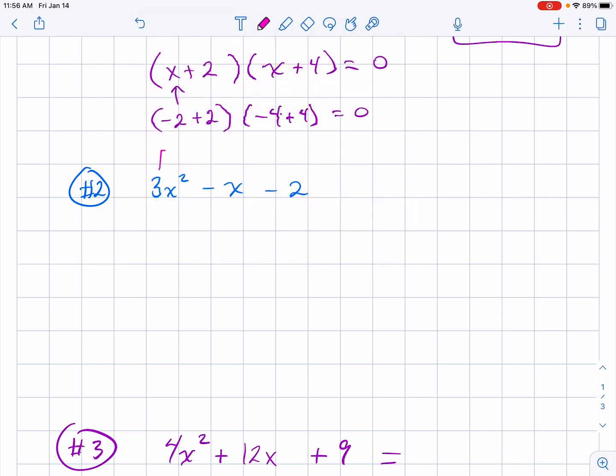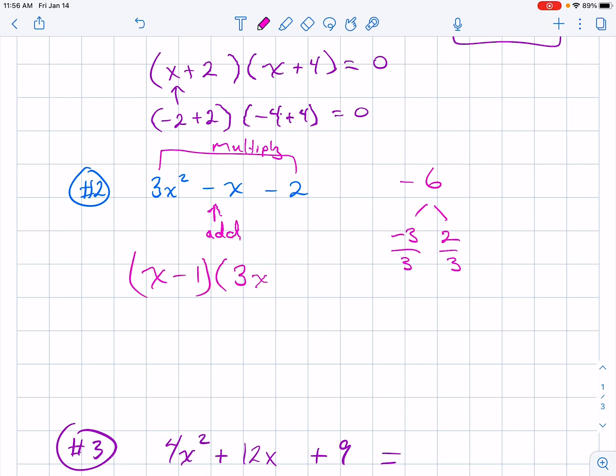Okay, on this next one, it's a little different because there's a leading coefficient. I'm going to multiply the 3 and the negative 2. So this time I'm looking for two numbers that will multiply to give me negative 6 and add up to, in the middle, negative 1. Let's see, that's going to be negative 3 and 2. I'm going to divide those by the leading coefficient 3. So I get x minus 1 and 3x plus 2.